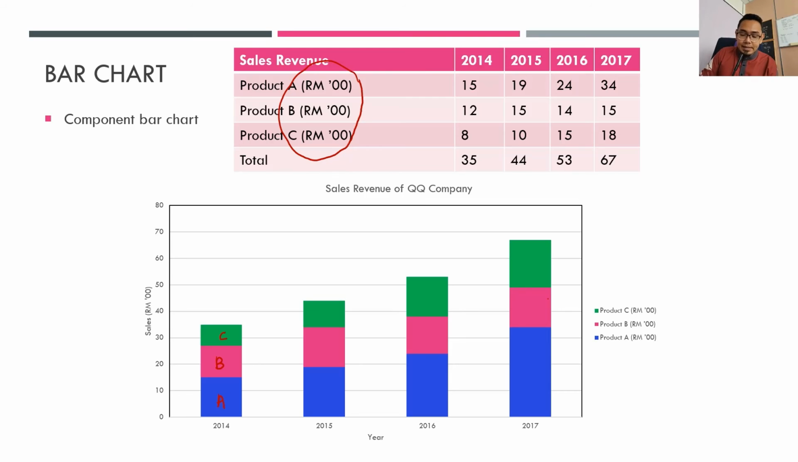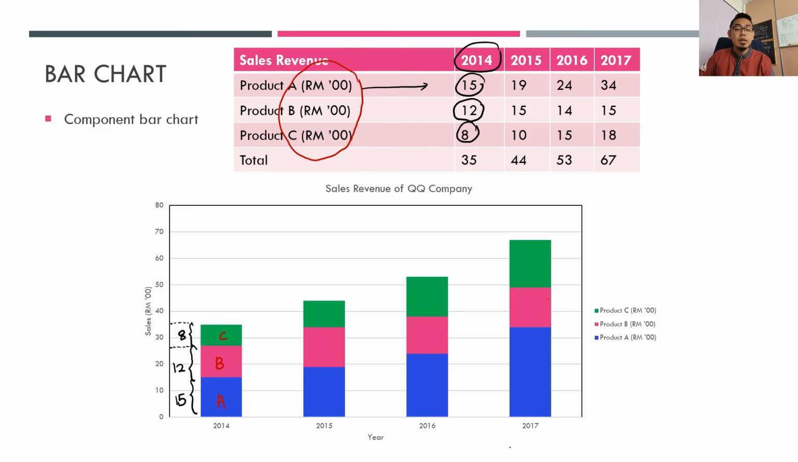Please take note that I'm going to stress on this. Like for example, in 2014, the product for A is actually 15. So please take note that the value here is 15. That's how you measure. For product B, which is 12, 15 plus 12 would be 27. So the value here is actually 27. And what about for C? For C it is actually 8, and then you just add 27 plus 8 would be 35. So this one is actually 35, and this one is 8.